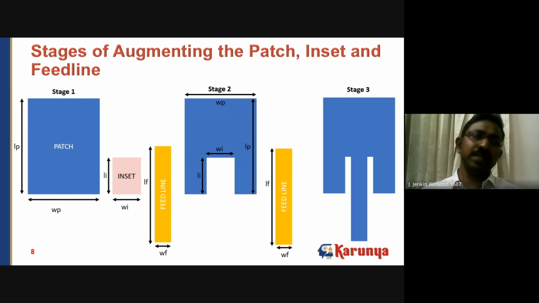My objective here is to use an ML model to find what should be my LP, what should be my WP, and what should be my LI. LP denotes the length of the patch, WP denotes the width of the patch, and LI denotes the length of the inset section. These are the three things which I want to find optimally for my patch antenna. On doing so, I'll find the best suitable structure, which is there in stage 3. I want to finally come up with that particular structure.